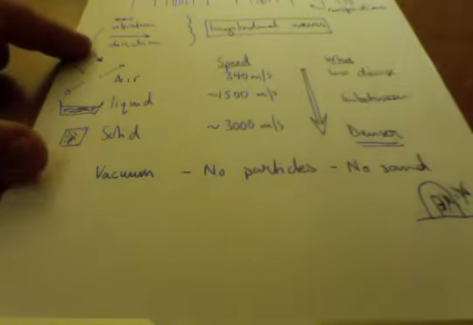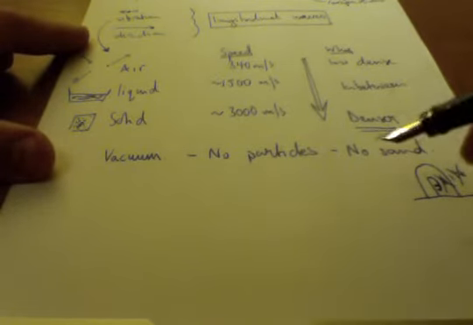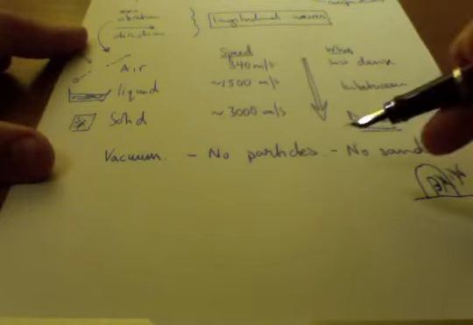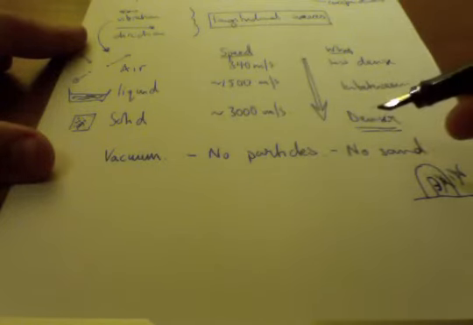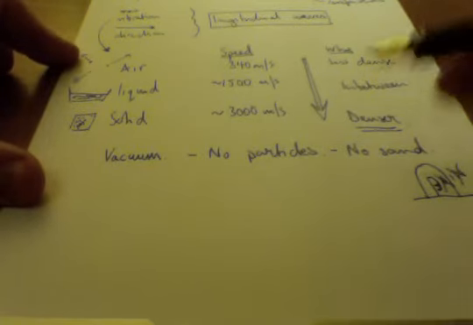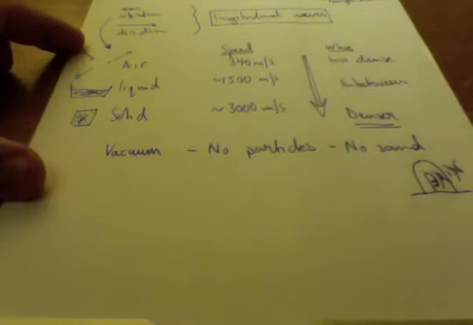So in a vacuum, no particles. Therefore, if you're in space, for instance, even if two astronauts are standing very, very close to each other and shouting, they won't hear each other. They have to have radios between them, because radio waves can travel in a vacuum, and we'll come on to that in the next video.